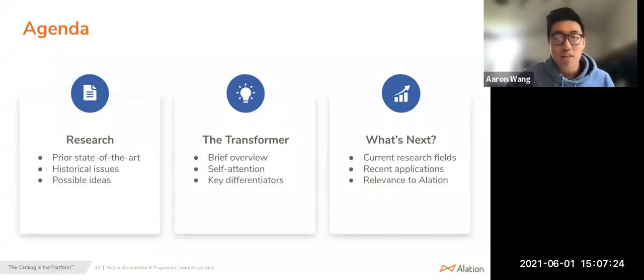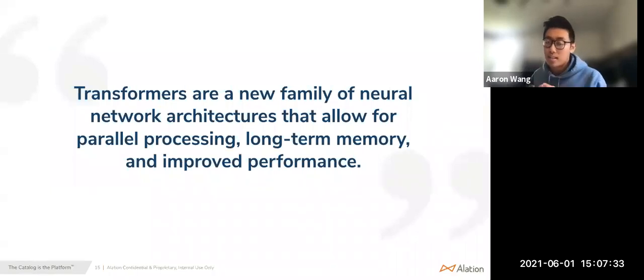I like to start off with a one sentence broad summary of why transformers are important. And I'll reiterate this throughout the entire presentation, but transformers are just a new type of neural net architecture that allows for parallel processing, long-term memory, and improved performance, which sounds pretty great, right? So it's great for everything. And I'll continue to reiterate why this is and why it's just such a great architecture as we continue throughout the presentation.